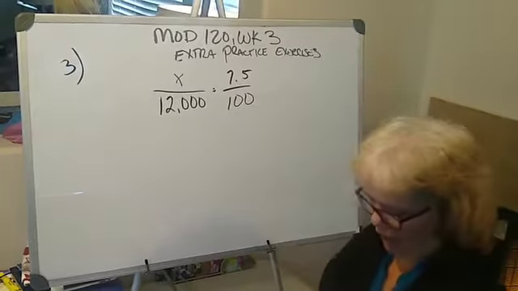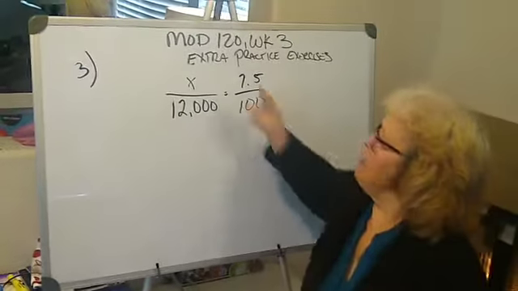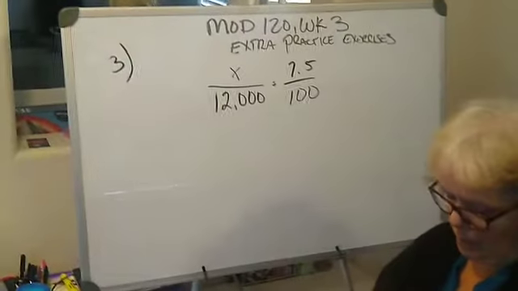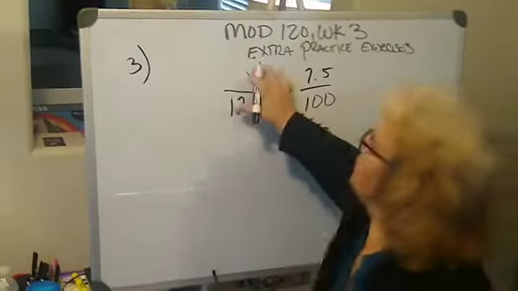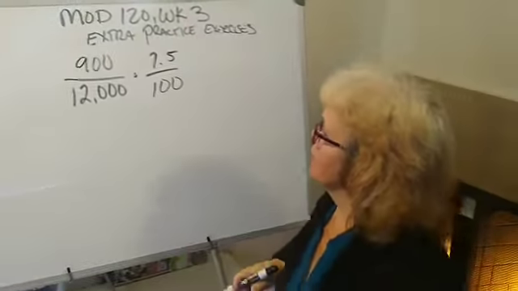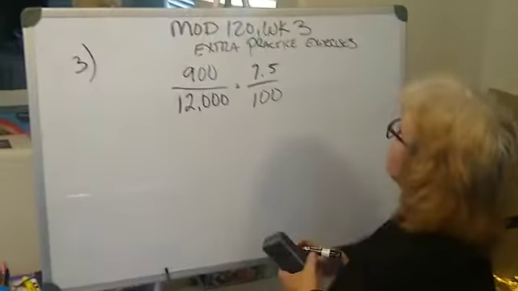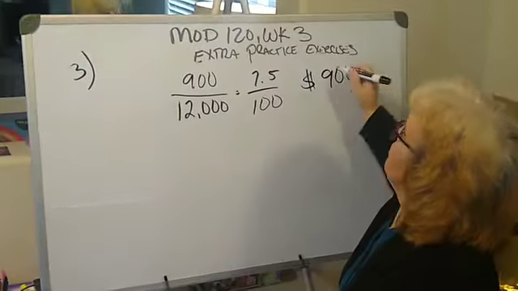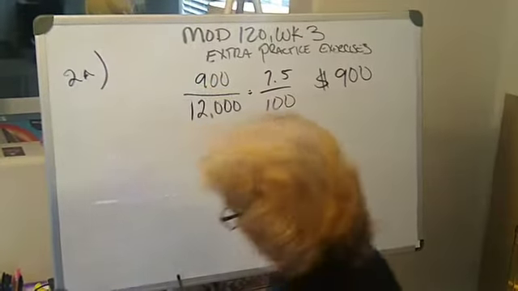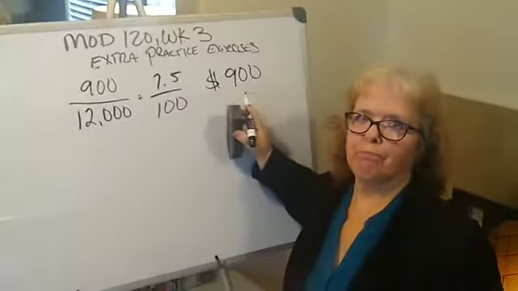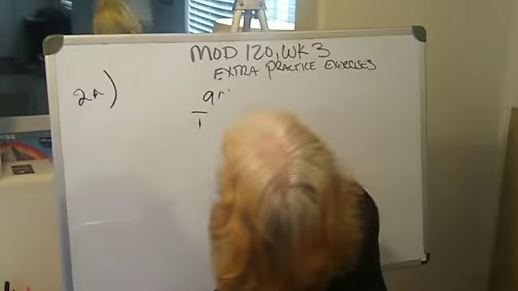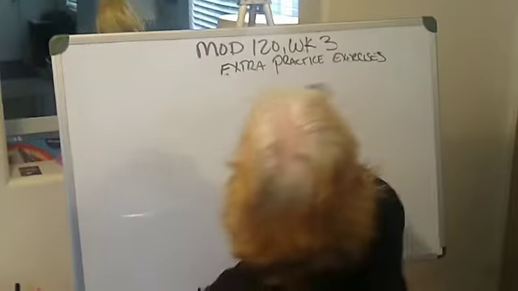So 12,000 times 7.5 equals, and then divide by 100. So she would end up paying $900 in interest. The answer to 2A is $900. All right. Now that I'm erasing, do number 3. Push pause.